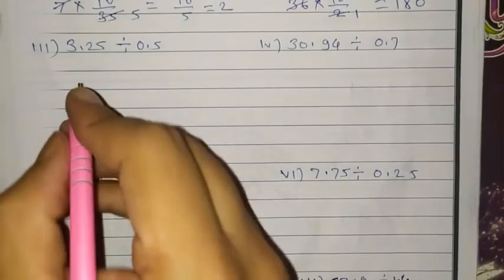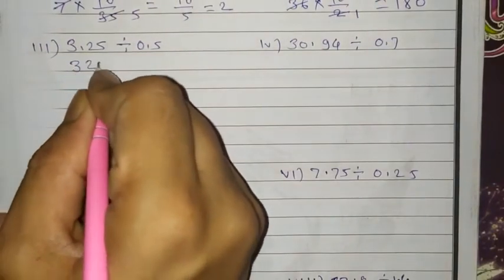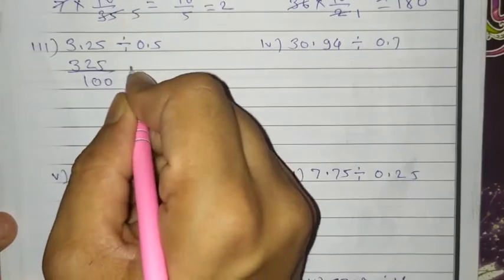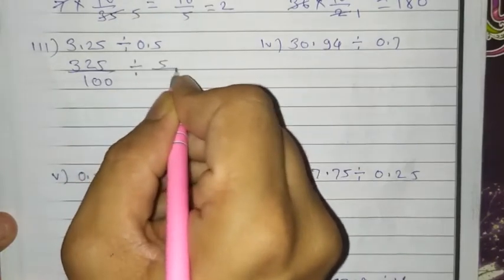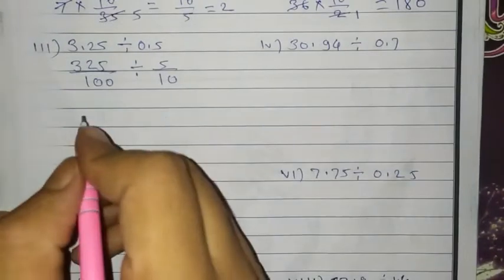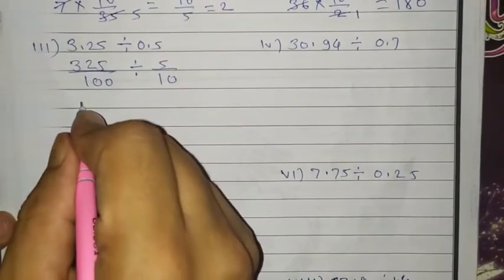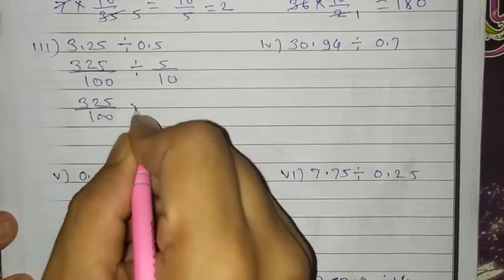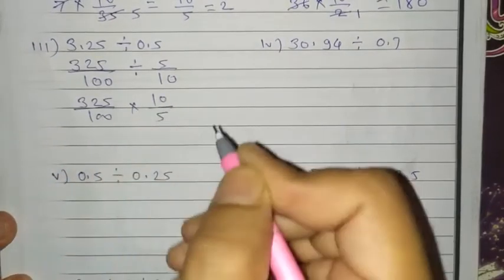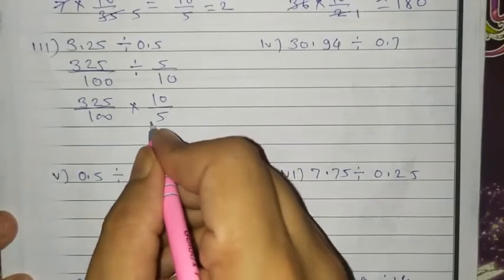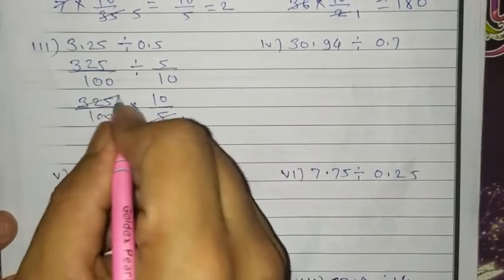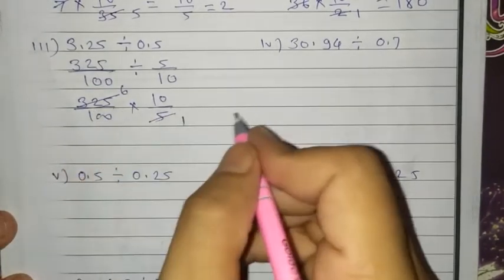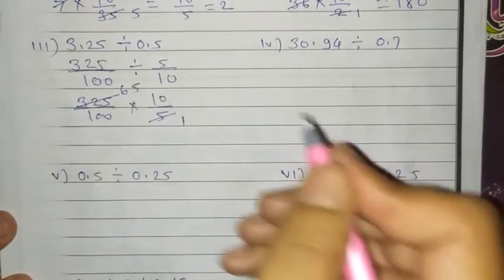Third one, write the number without the decimal point, so it is divided by 100, and then the division sign, 5 upon 10. We solve that now. Write this number as it is, 10 will go upside, 5 will come downside. This number is divisible by 5, so 5 ones are 5, 5 into 6 is 30, then the remainder will be 25. So 5 into 5 is 25.